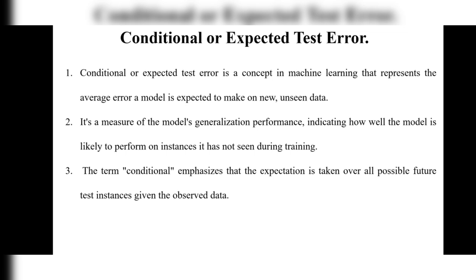It is a measure of the model's generalization performance, indicating how well the model is likely to perform on instances it has not seen during training. The term conditional emphasizes that the expectation is taken over all possible future test instances given the observed data. It will check all the observed data and the new or unseen data, then give a conclusion whether the model will give an average error on the new data or not. This is the concept for finding the average error on new data.